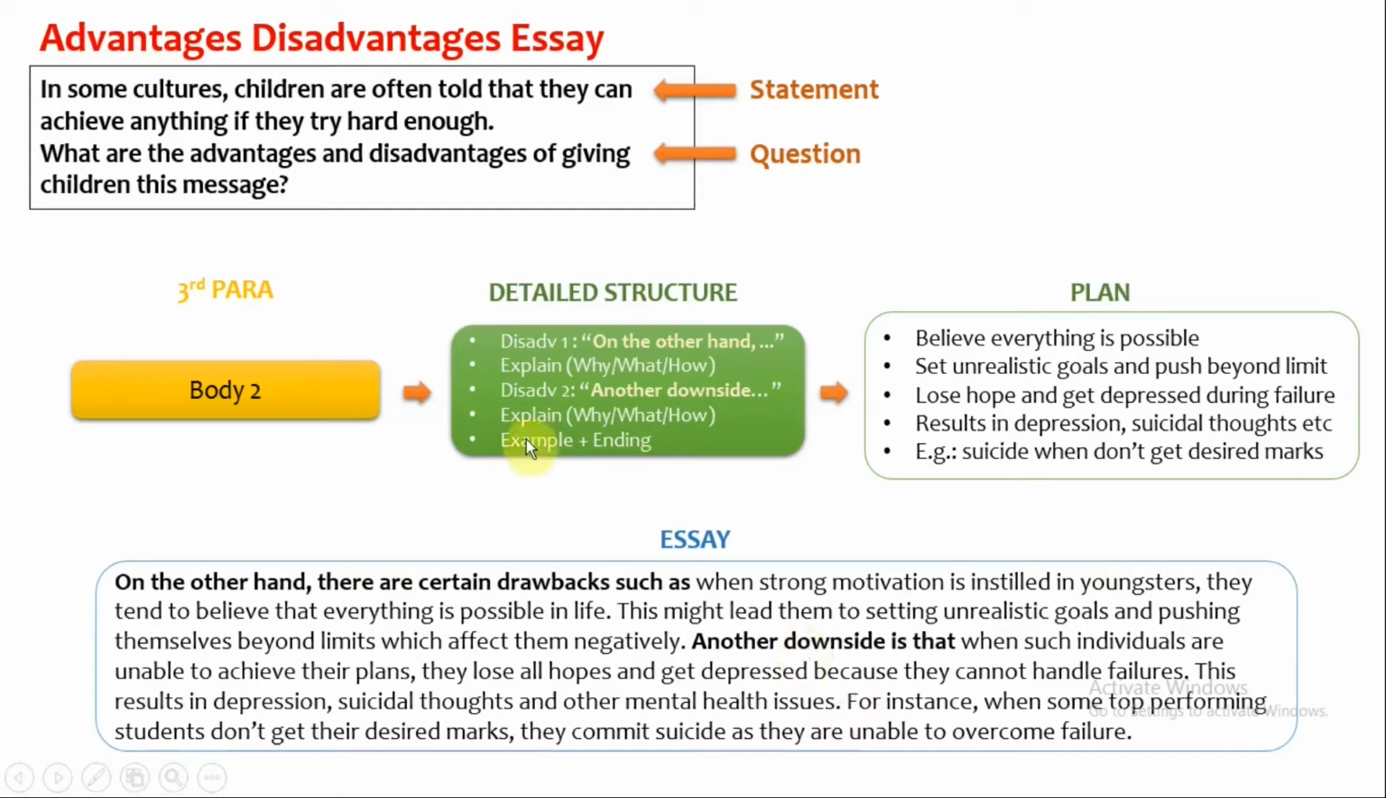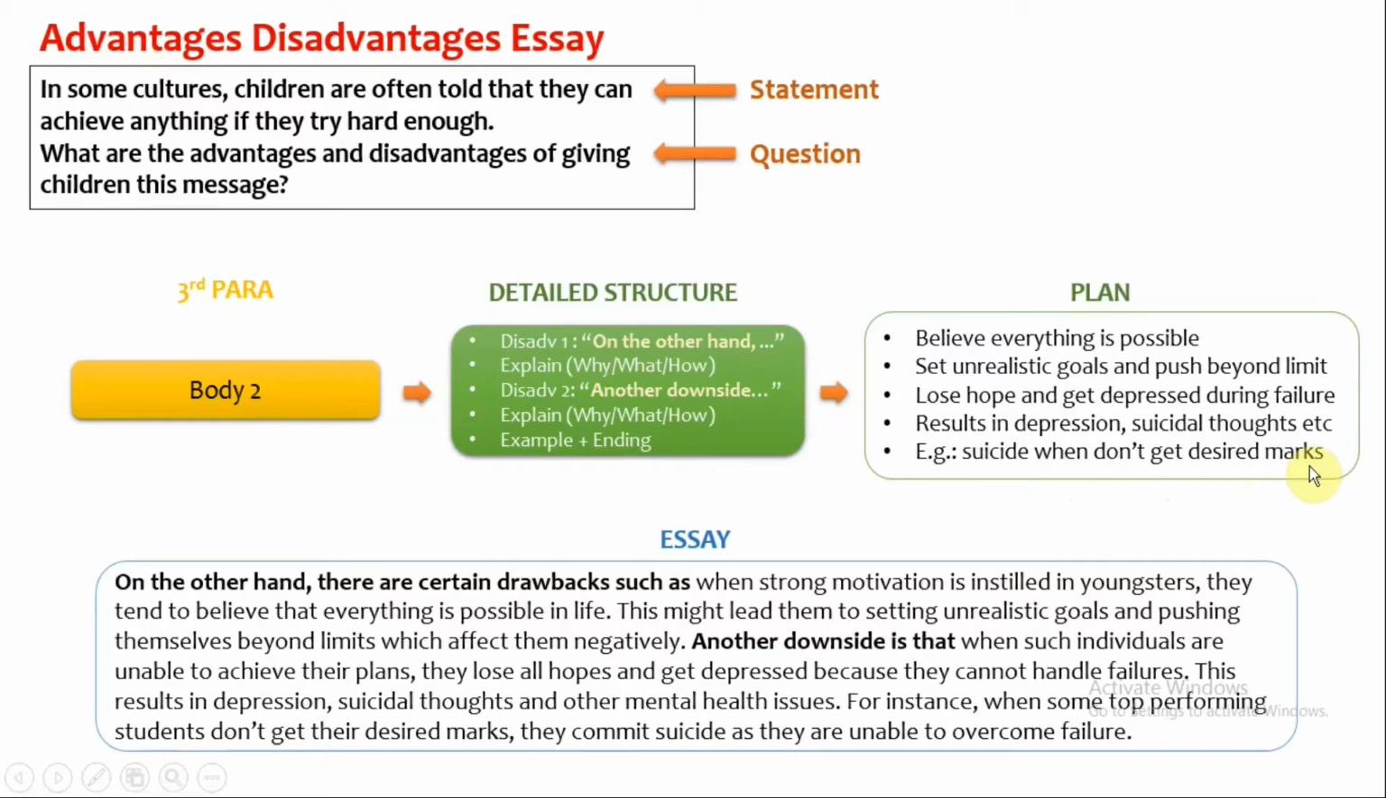Here, the fifth sentence is a combination of example and ending, which means I'll state the example in such a way that it will shortly summarize this para. Here the example in plan says, students commit suicide when they don't get desired marks. You can use for example, for instance, or you can give the example directly without these phrases.